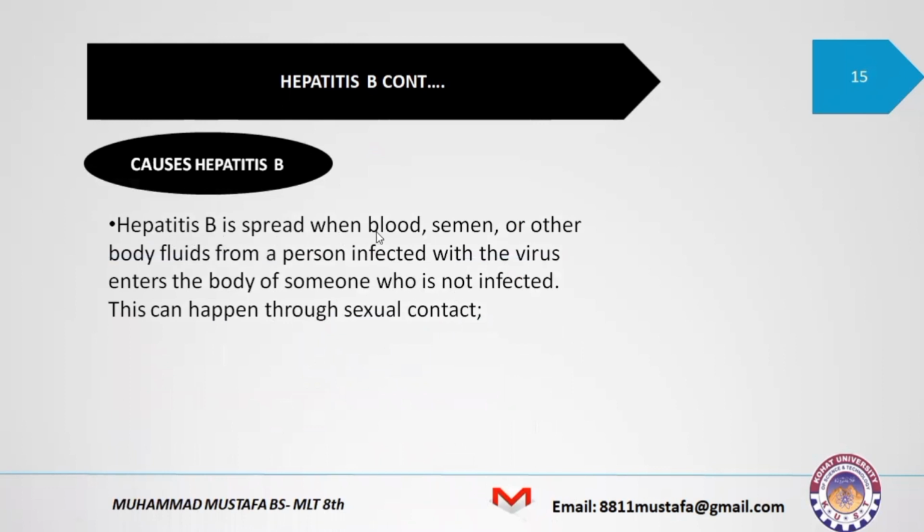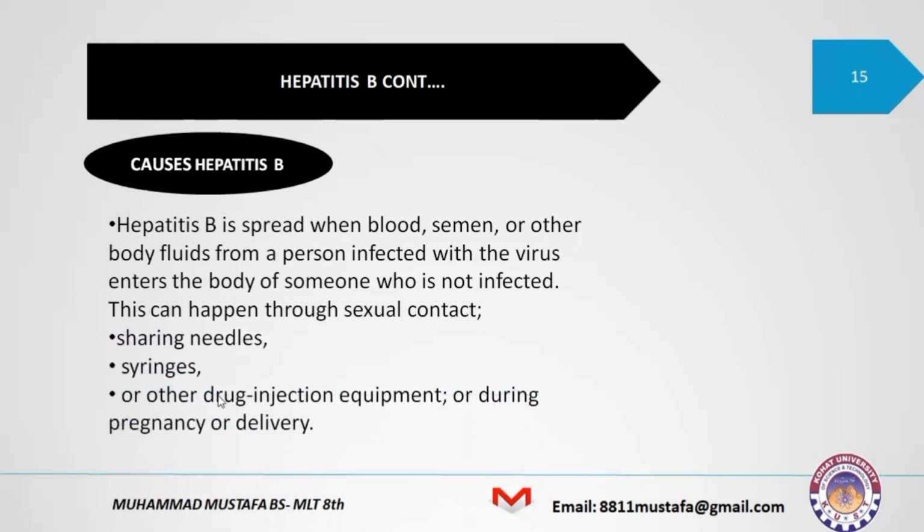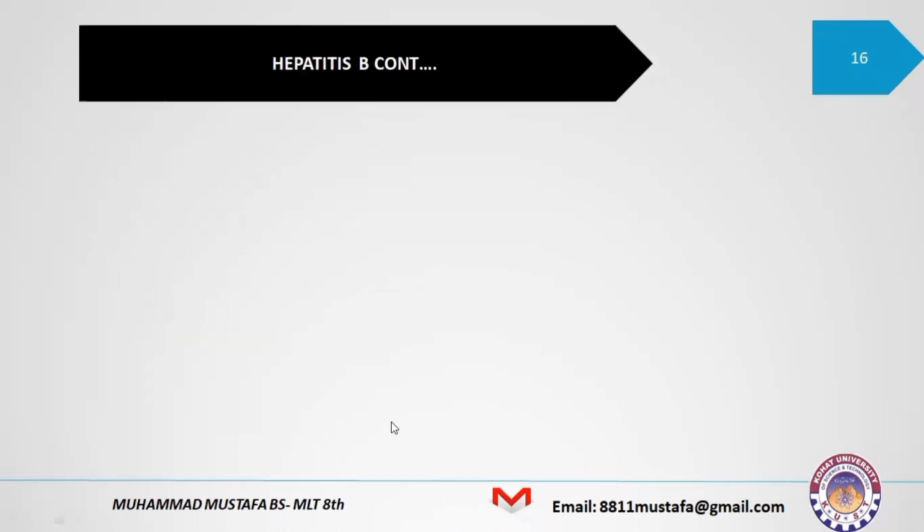Hepatitis B is spread when blood, semen, or other body fluids from a person infected with the virus enter the body of someone who is not infected. This can happen through sexual contact, sharing needles, syringes, or other drug injection equipment, or during pregnancy or delivery.